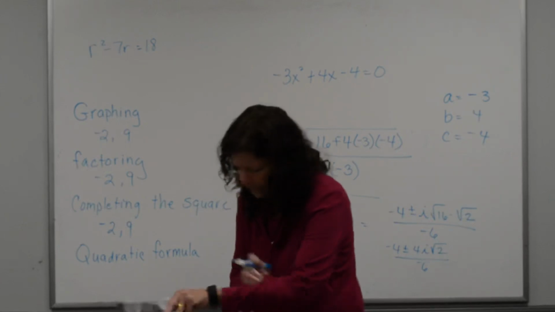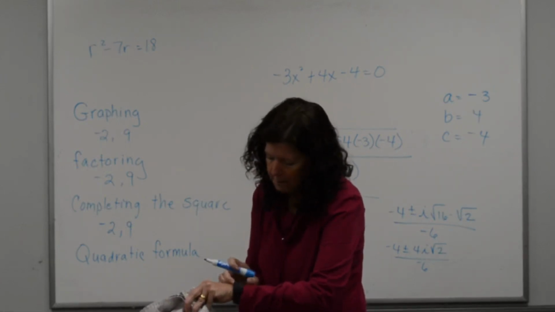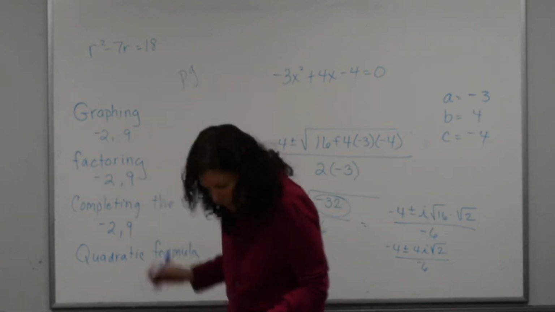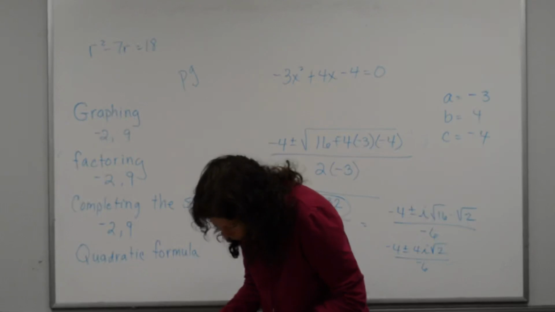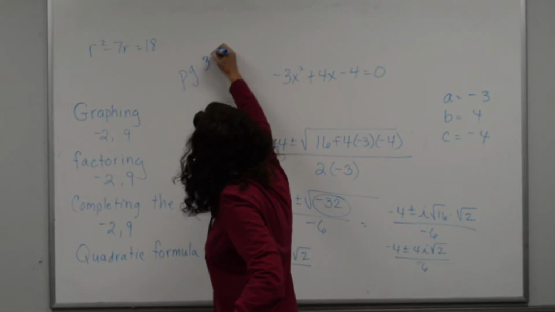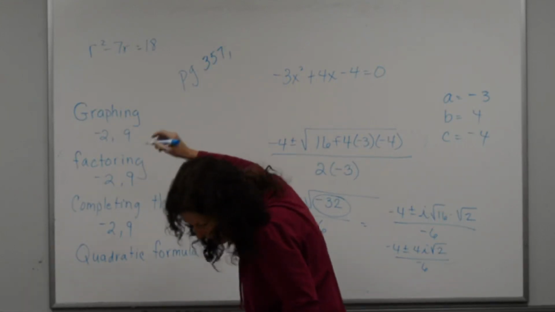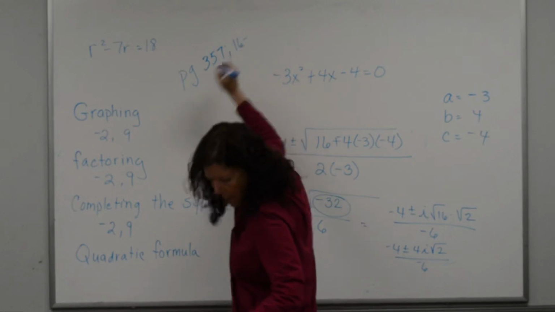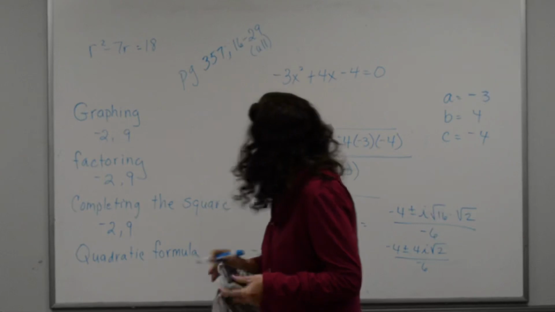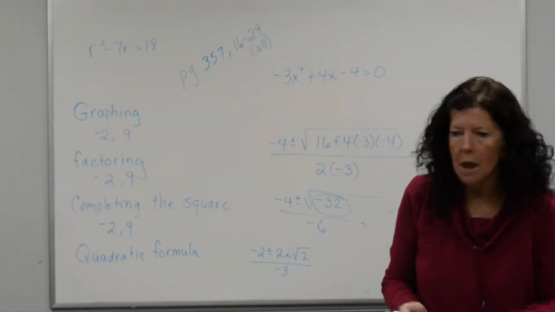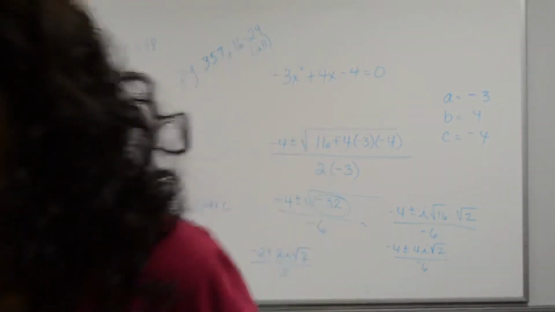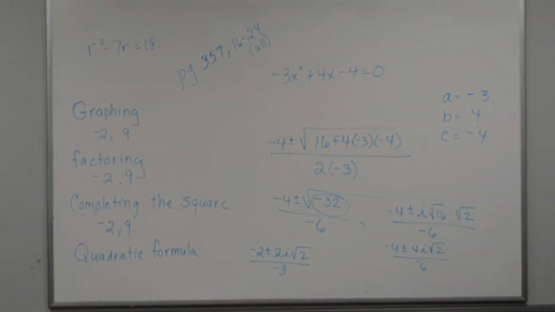I think I'll go ahead and give you your homework then. You've got about 13 minutes. There's not a whole lot here. Page 357, 16 through 29, all. Every one of them is using the quadratic formula. Try and memorize the quadratic formula too.